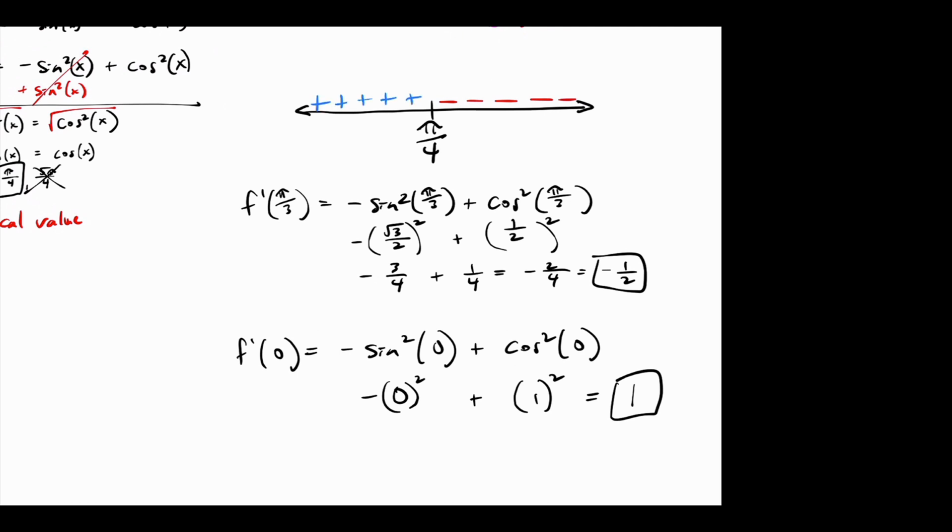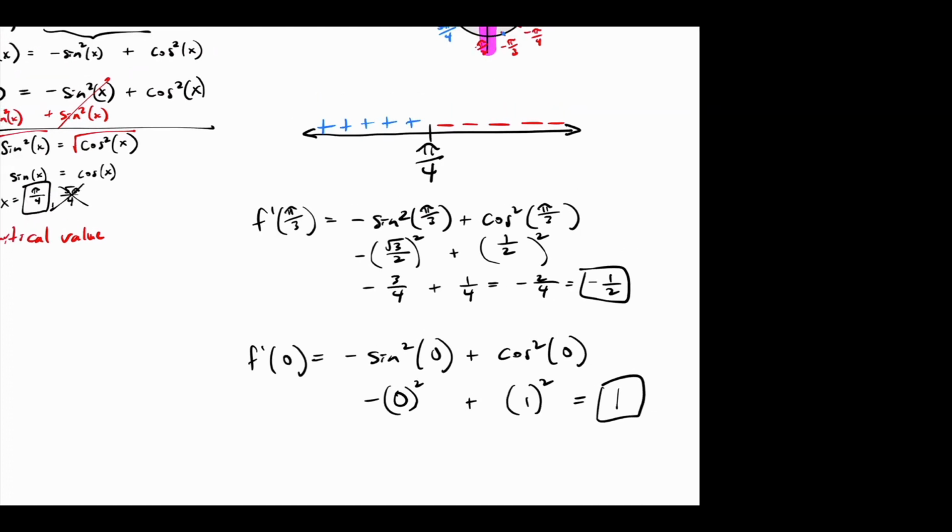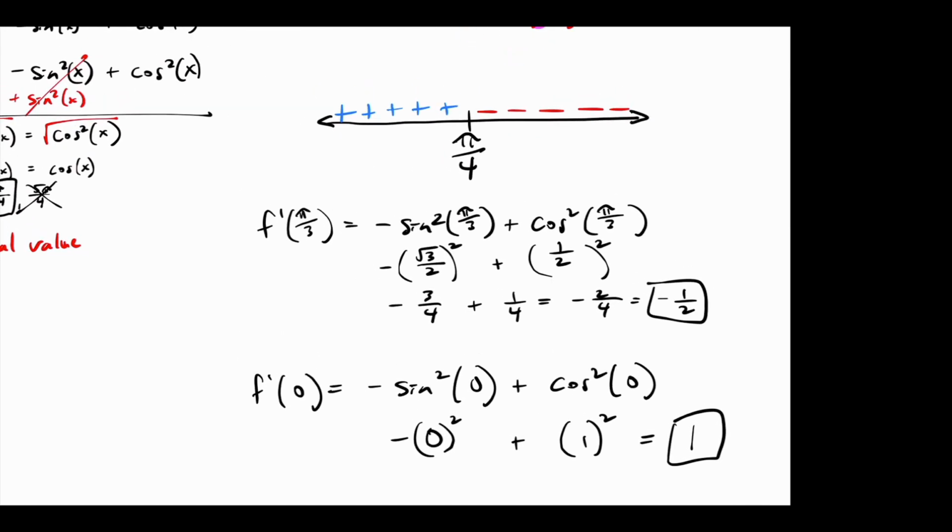Okay. So now my question is, we know negative, what is pi over 4? It's a critical value, but what's also happening at pi over 4? Because that's what the question is asking. What's also happening at pi over 4?